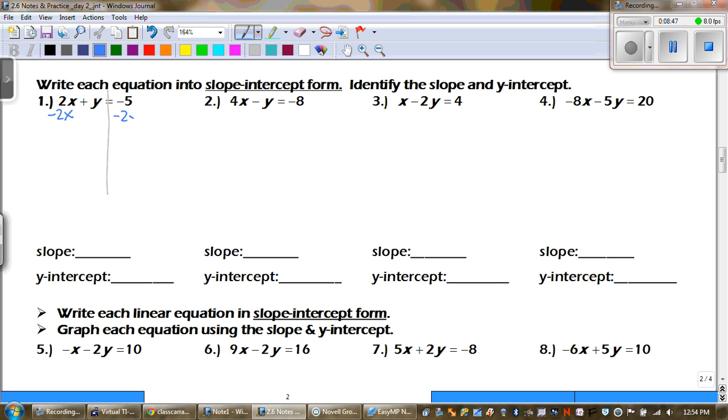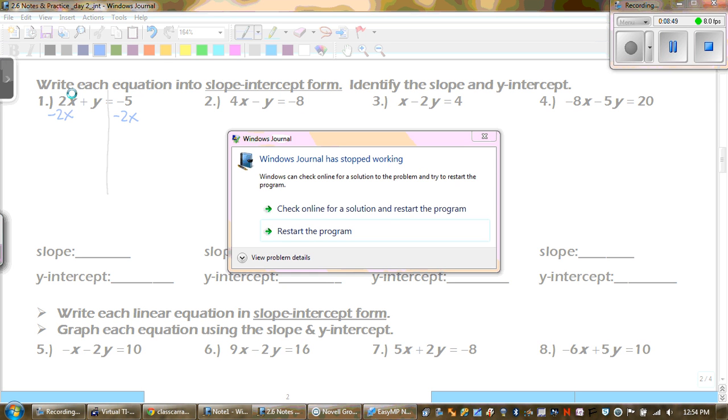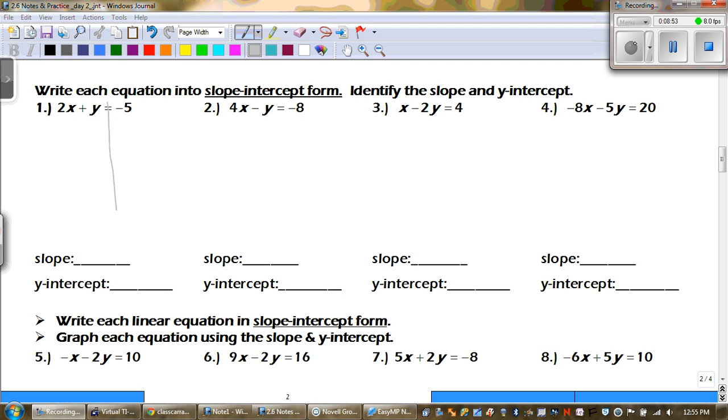Solve for y, we have to subtract 2x, subtract 2x. Okay, sorry about the delay. So we had to subtract 2x, and then we get y equals negative 2x minus 5.